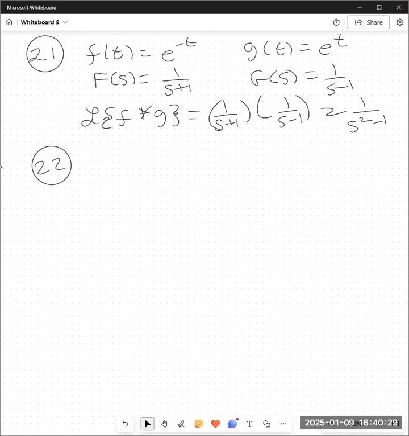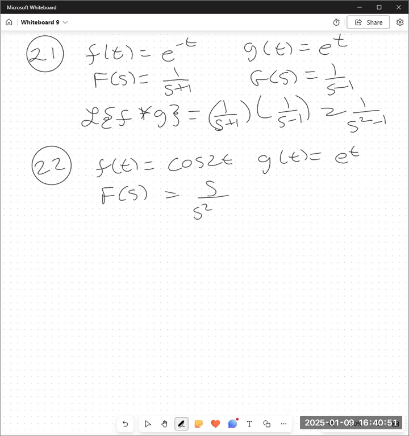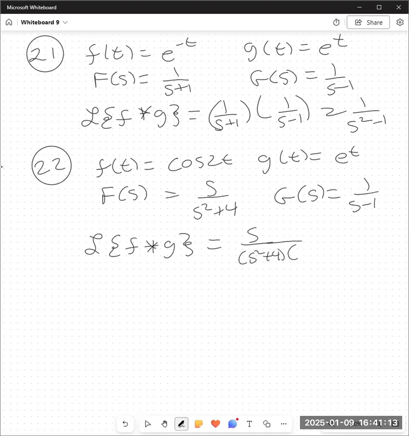22. F of t is equal to cosine of 2t. G of t is equal to e to the t. And that makes F of s equal to s over s squared plus 4. Capital G of s is equal to 1 over s minus 1. So Laplace of f convolution g is equal to s over s squared plus 4 times s minus 1.